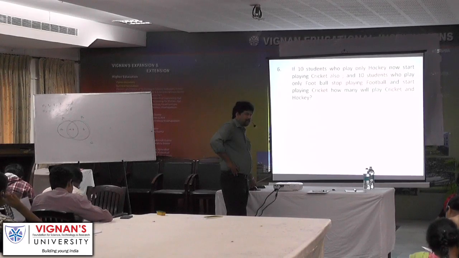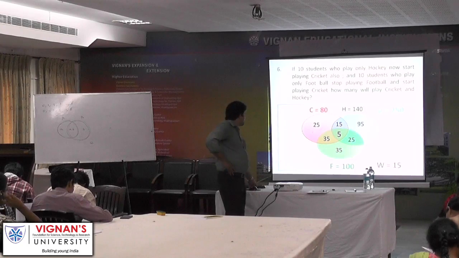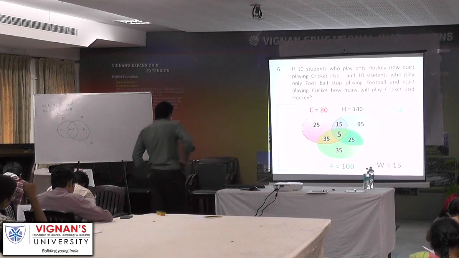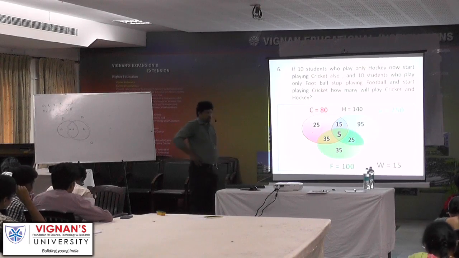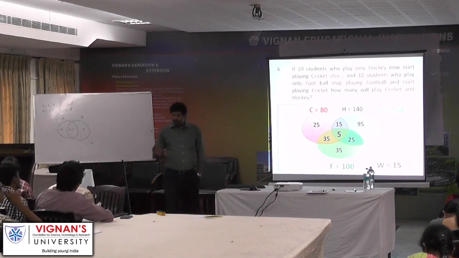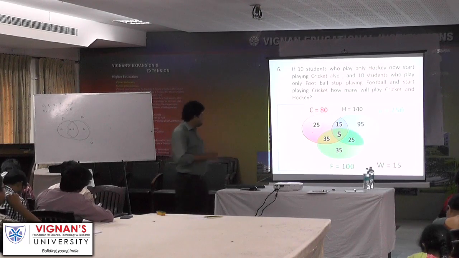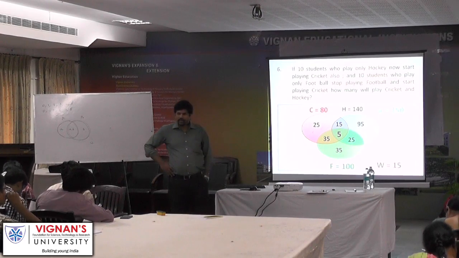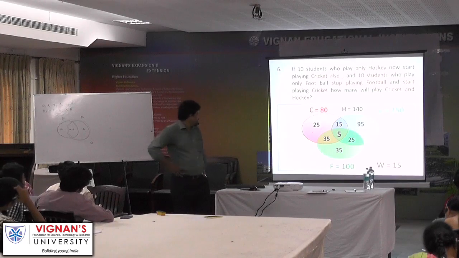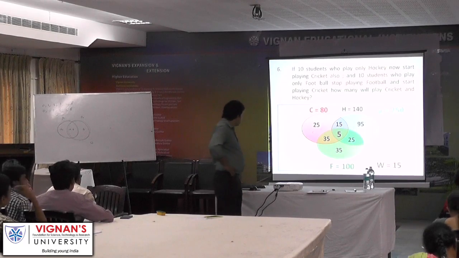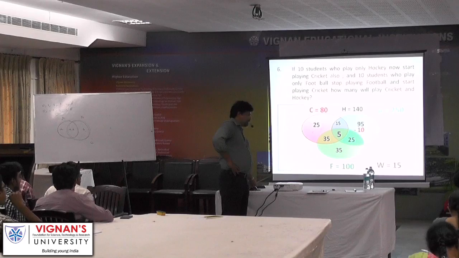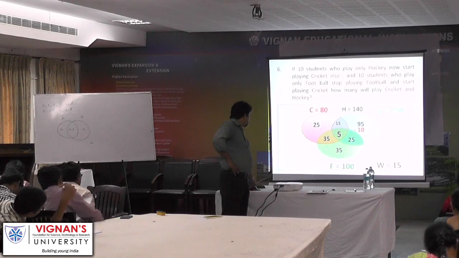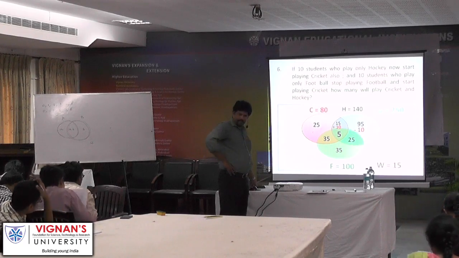Just try to understand. If 10 students who play only hockey, how many play only hockey? So if 10 students who play only hockey now start playing cricket also, which region will they come to now? From 95, they come to that 15 there. These 10 are going to add there.